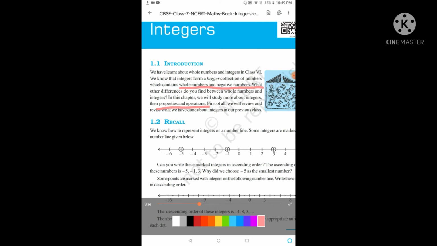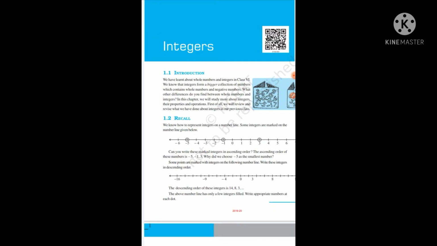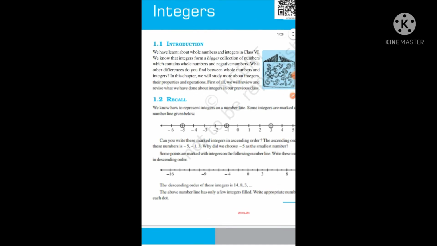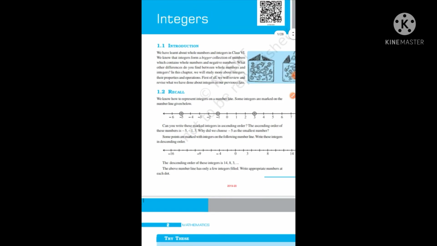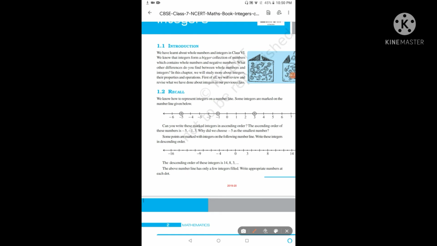First of all, we will review and revise what we have done about integers in our previous class. So recall, we know how to represent integers on a number line. Some integers are marked on the number line given below. As I told you, we make a number line. This is called a number line, right? So this becomes our 0. This is our right side, meaning positive, or we can make the plus sign. This is our negative, that is the left side, right?